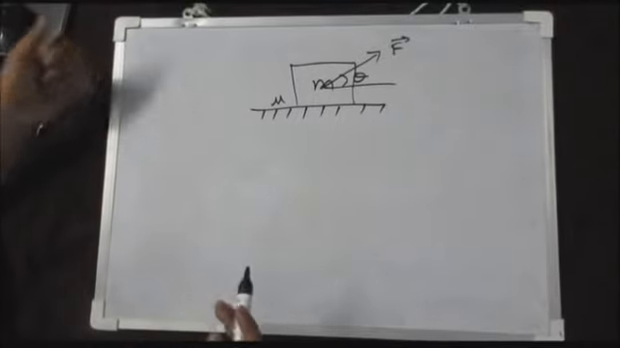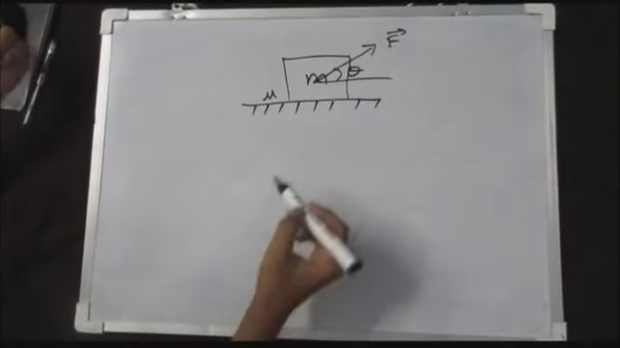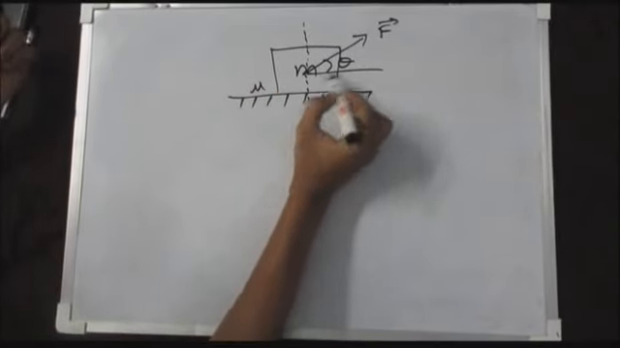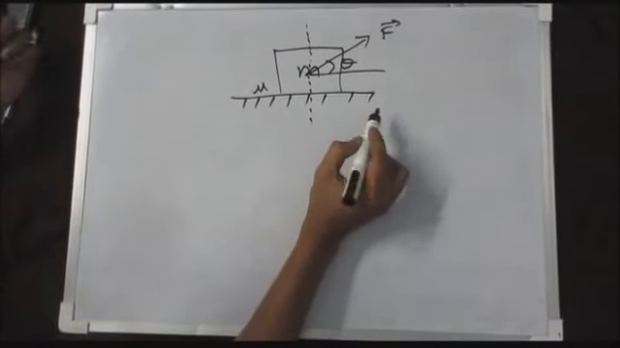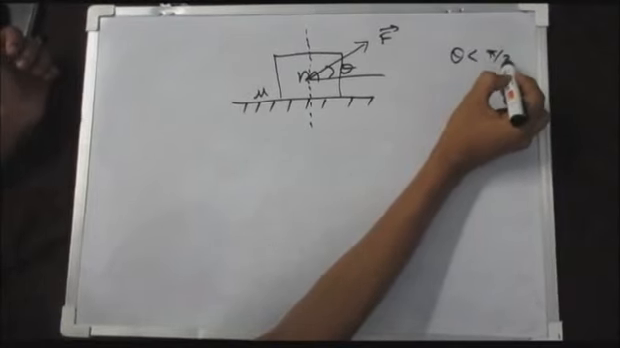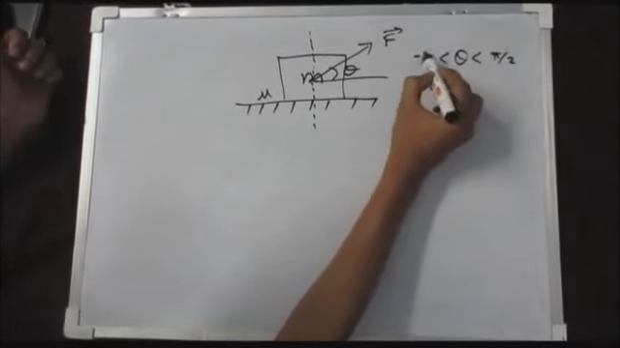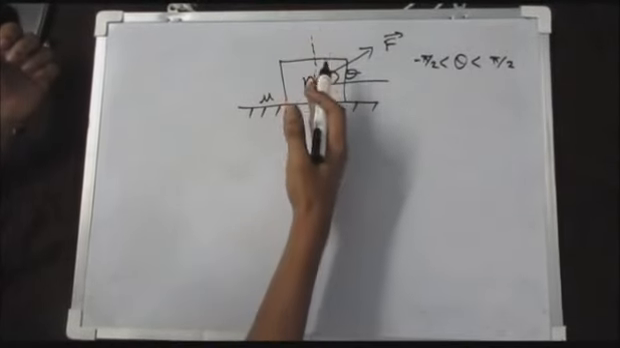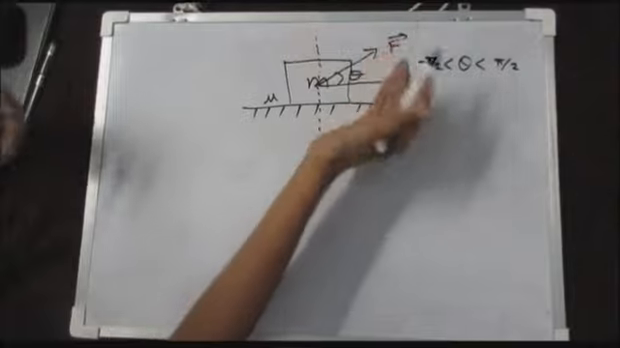So let's say we apply a force which has an angle theta with respect to the horizontal. We'll consider theta to be less than pi by 2 and more than minus pi by 2, because if it shifts in the other direction, it's just a symmetric part. It's just the same thing. We don't need to consider theta more than pi by 2.